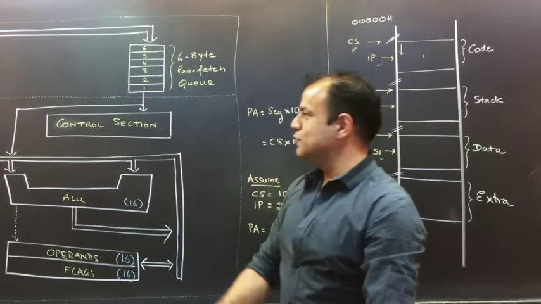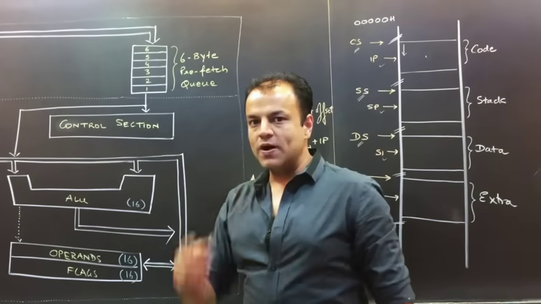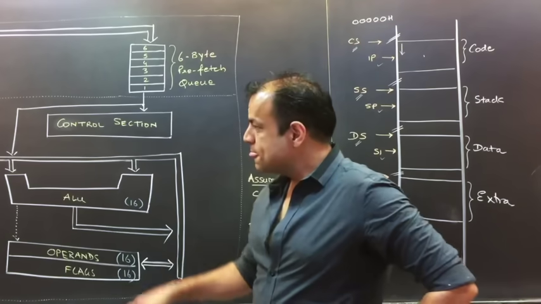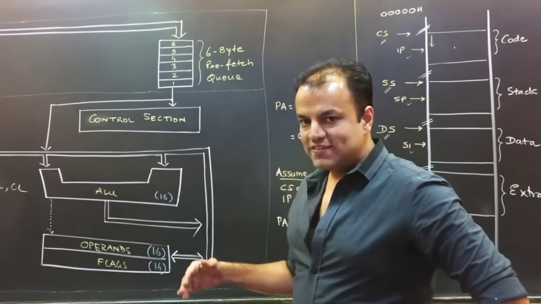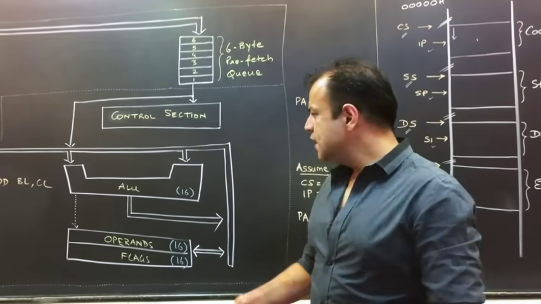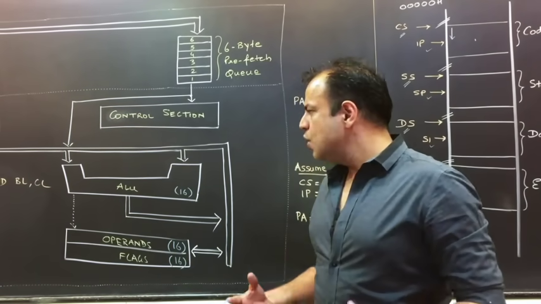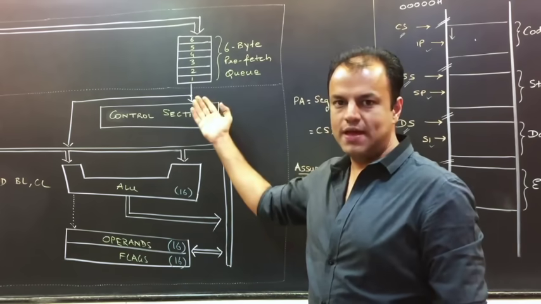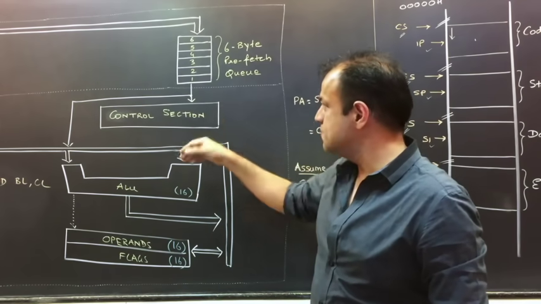Now let's take a few examples. Suppose they are all 1 byte instructions. Okay? That means there are 6 instructions. I hope you understand. EU was executing some instruction. The execution unit was executing some instruction. That instruction is over. EU wants a new instruction. Where will it take that instruction from? From the memory or from the queue? Yeah, from the queue because they've already been fetched.